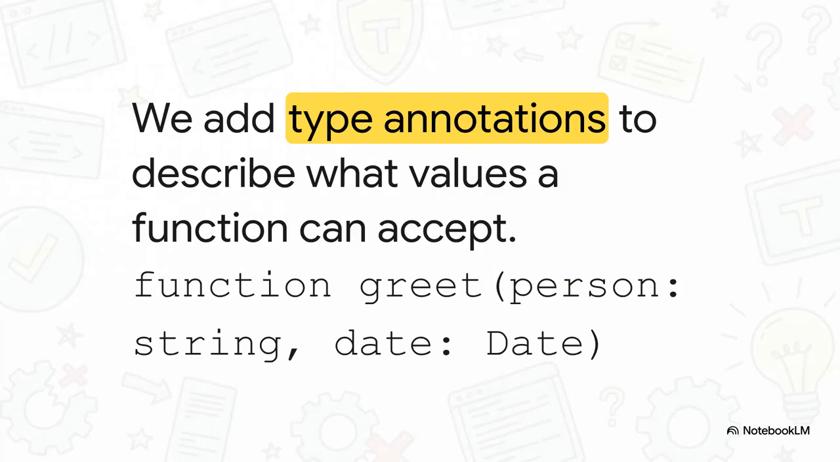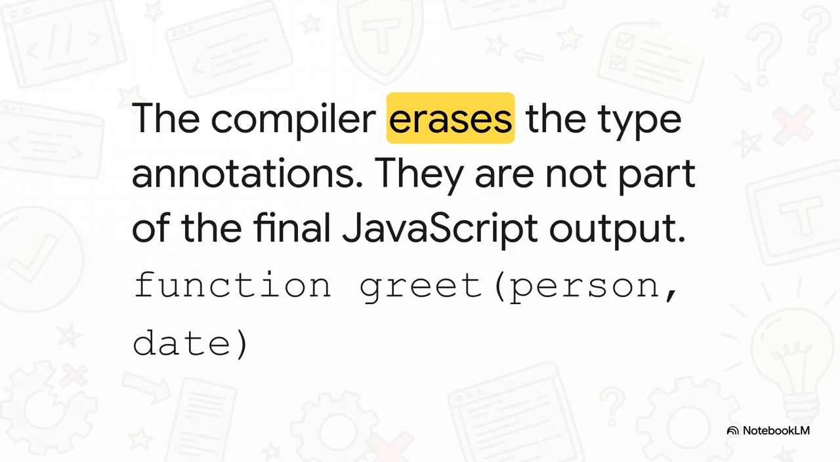Now, the way we give TypeScript all these hints is by using what are called type annotations. You can see here, we just use a colon after our function arguments to say what type they should be. We're just telling TypeScript, hey, person needs to be a string and date has to be a date object. It's that simple.